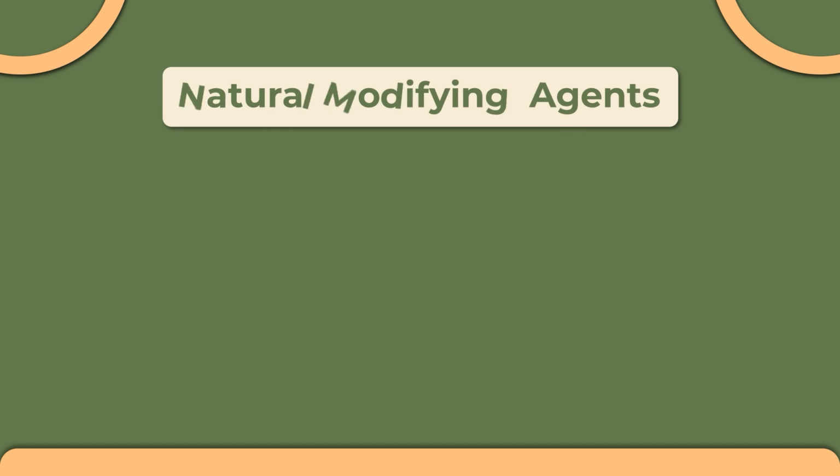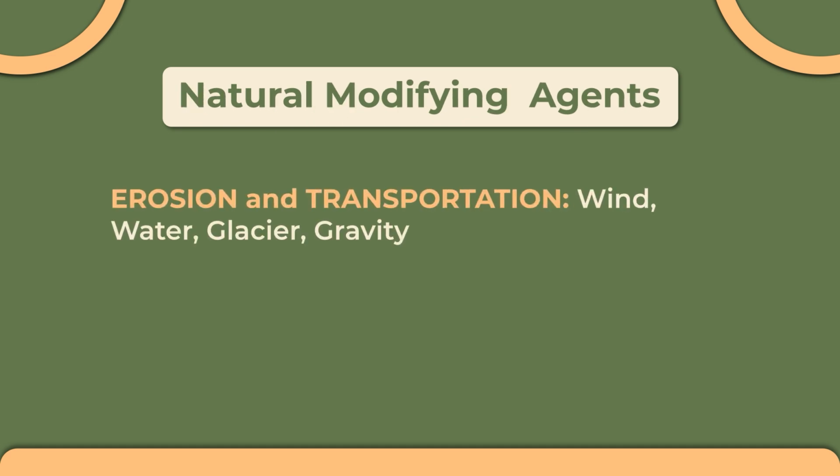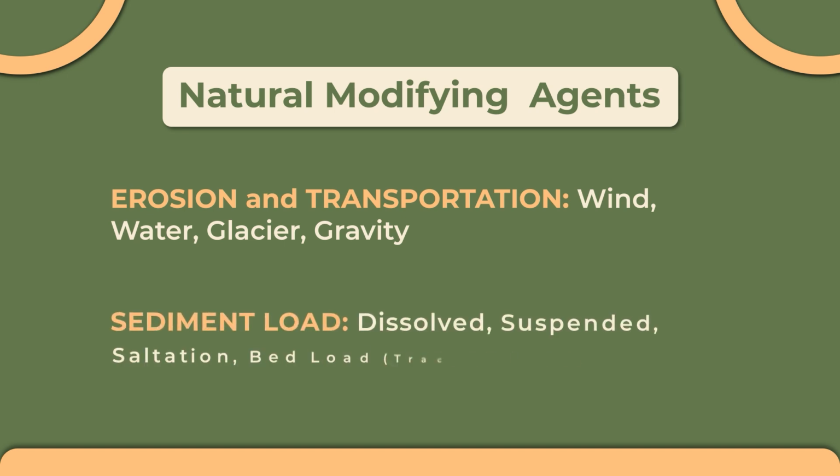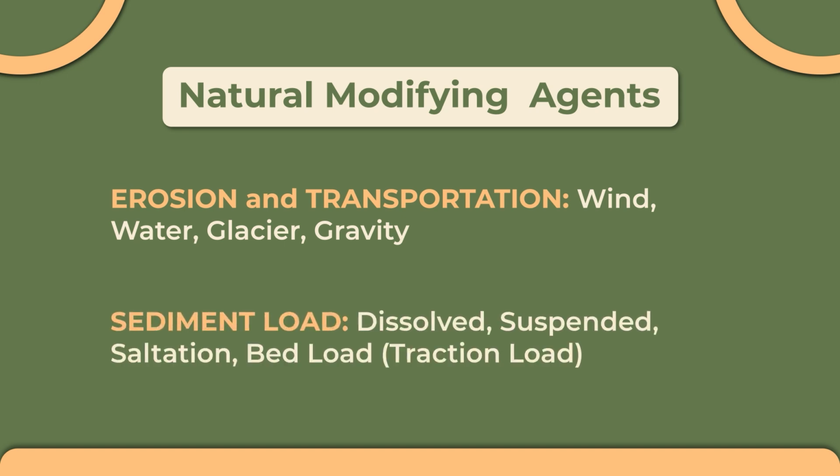The modifying agencies in nature are erosion and transportation. As I told you, erosion takes place of the granite, basalt, sandstone or limestone, and they get transported by wind, water, glacier, or just by gravity. The material which is carried in that process is called the sediment load, and the sediment load goes in the form of a dissolved load or as a suspended load.